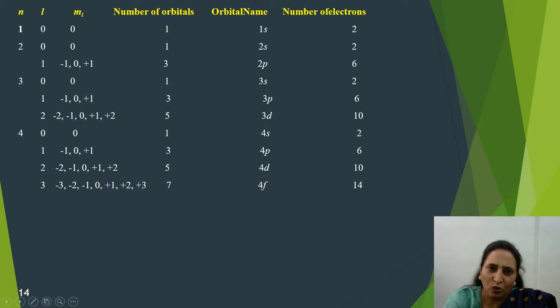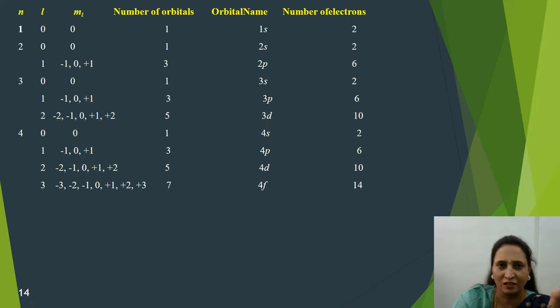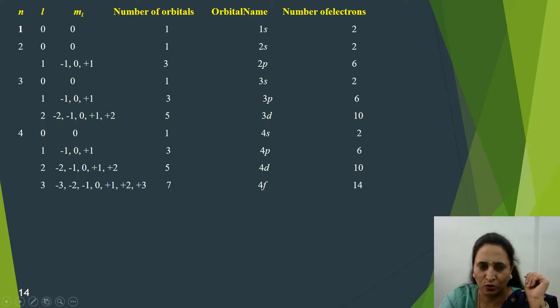I will not go through this table in detail, only 1 and 2 I will explain. Now when principal quantum number is 1, L value is 0, m value is 0, number of orbit is 1, that is an S orbit, 1s orbit, and for number of electrons present, of course all of you know that the capacity of S orbital is 2 electrons, so 2 electrons are there. Now when n is equal to 2, L is equal to 0, m is equal to 0, again number of orbit is 1, that is 2s.